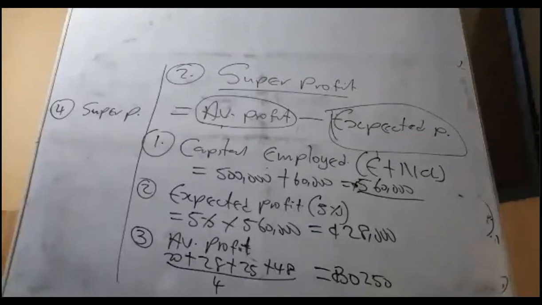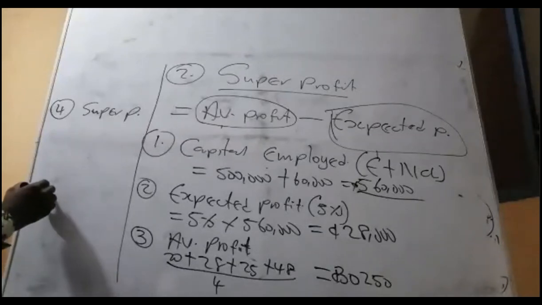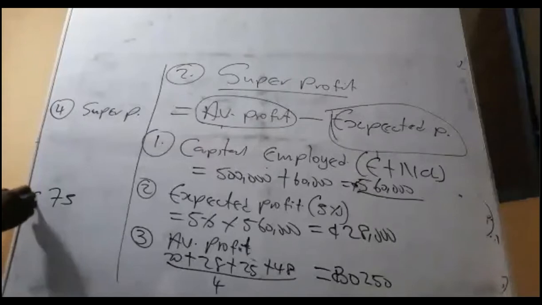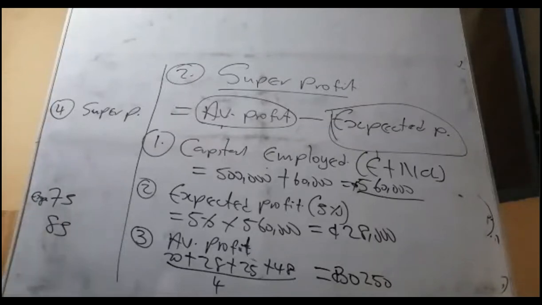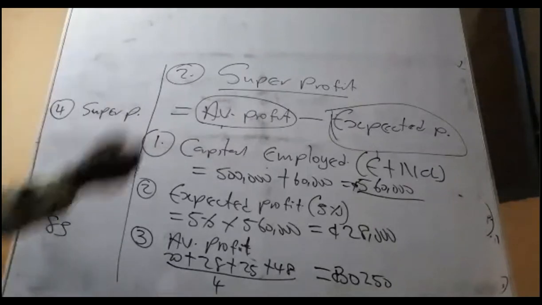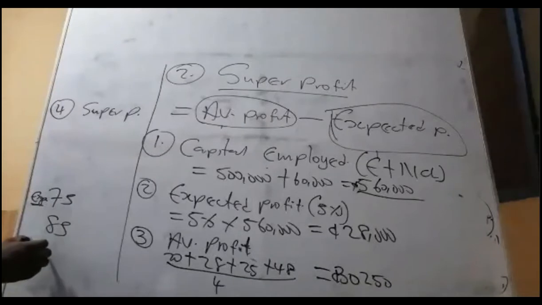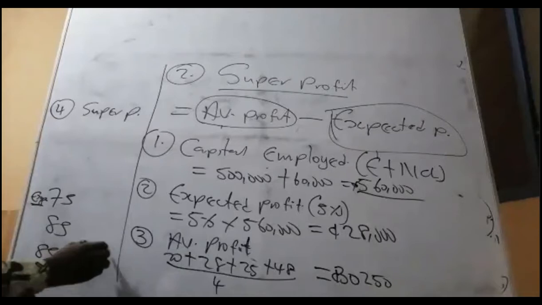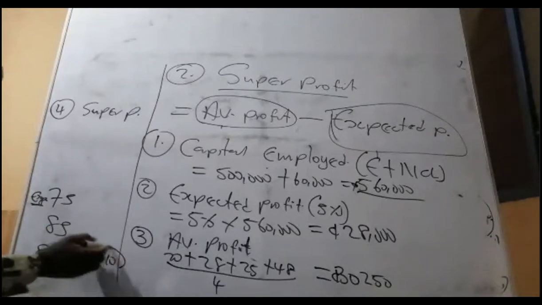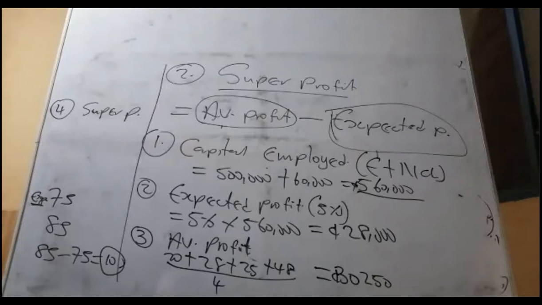Like you said that you have to score, let's say, 75 in the exam. So you are expected 75. On average, after the actual results, you had 85. Wow. So what's the excess above your expectation? 85, what I had, minus what I was expecting, that is 10. So that's the super mark. Super profit simply means your average profit minus your expected.